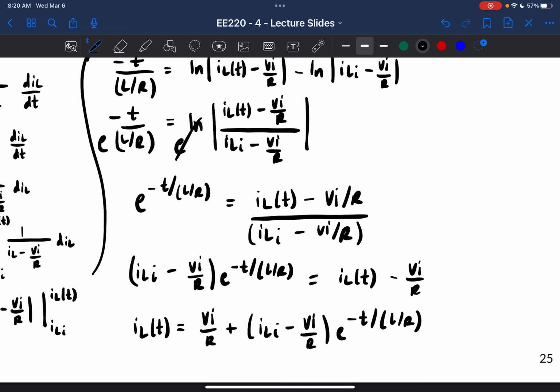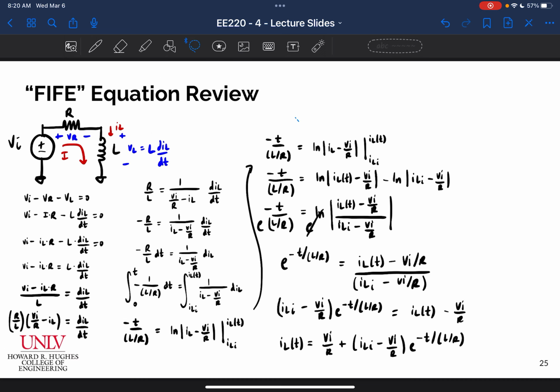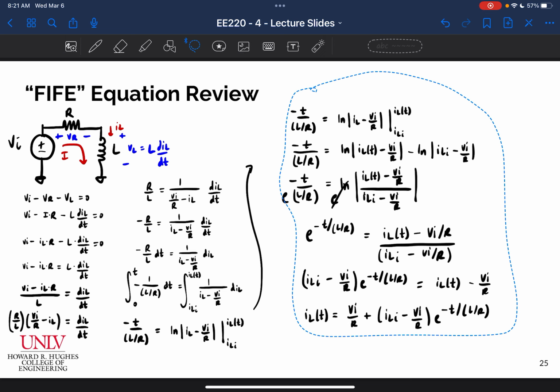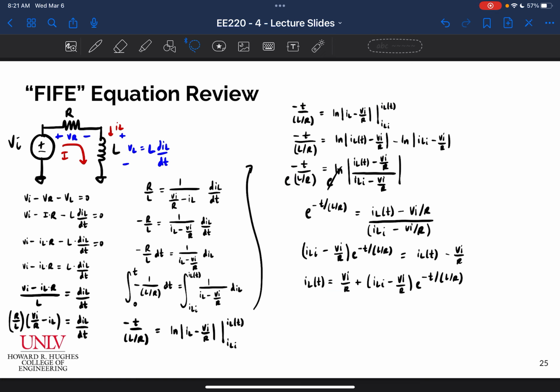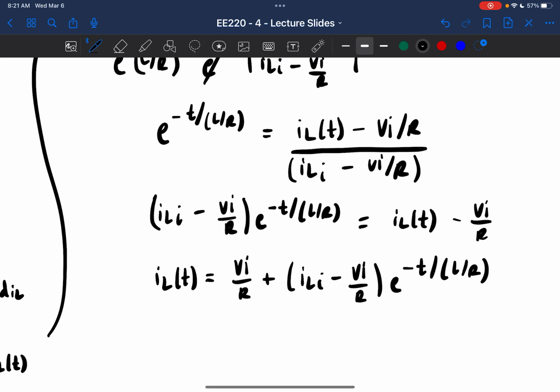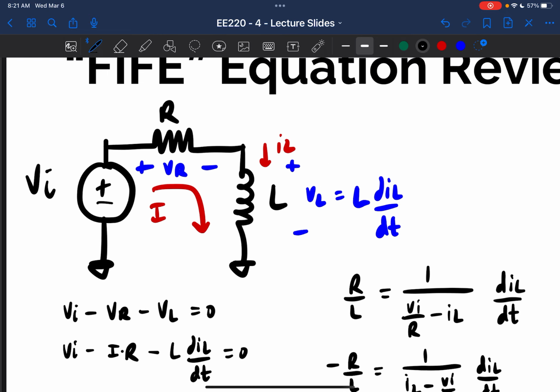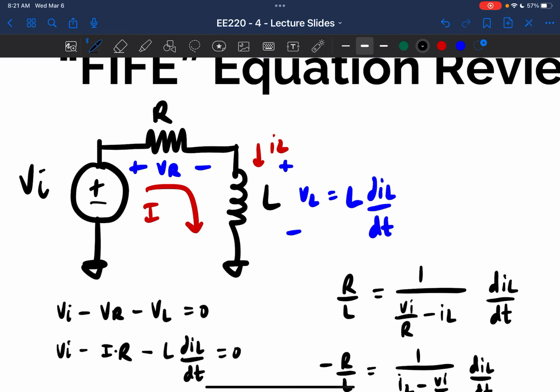All right? And so the very last thing that I need to do here, let me go ahead and just grab all this and shrink it so I can make some more space for myself. The very last thing I need to do here is I need to recognize that this VI over R in my circuit, if my inductor behaves like a short, then this voltage here is going to be 0 volts. And so my current, my final current, once this circuit is in steady state, is going to be equal to VI minus 0 over R.